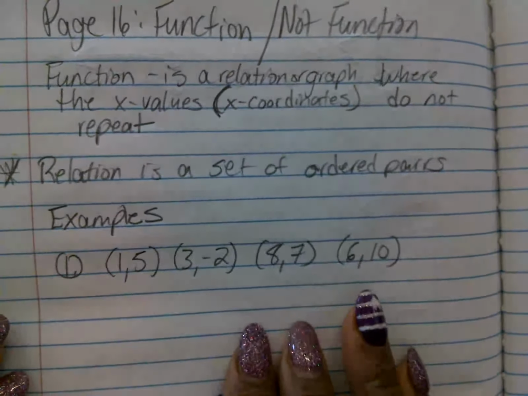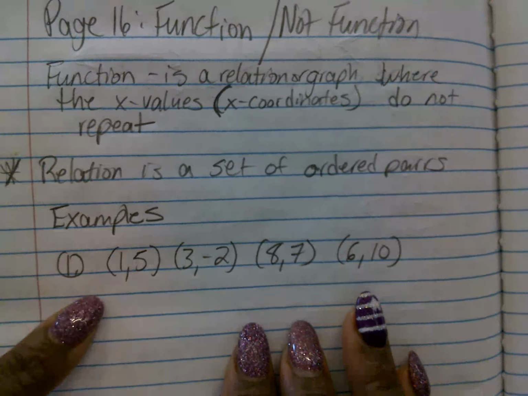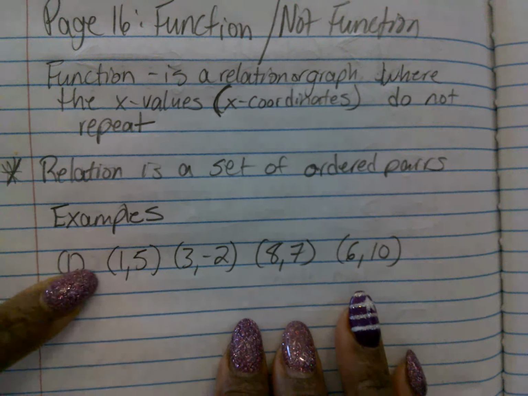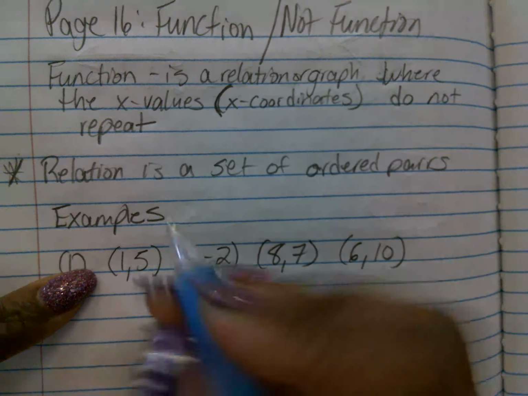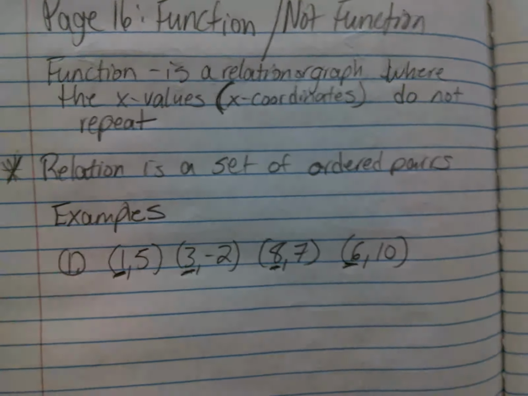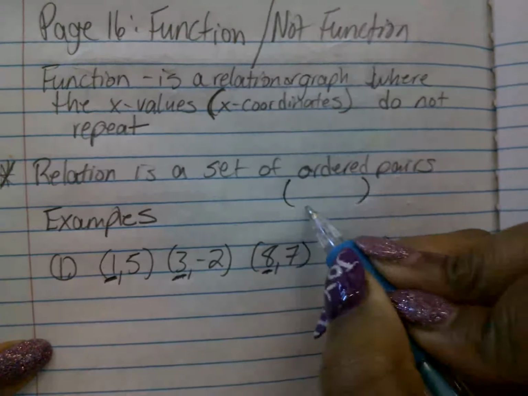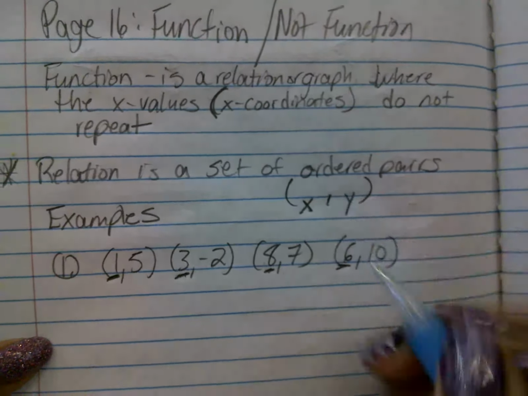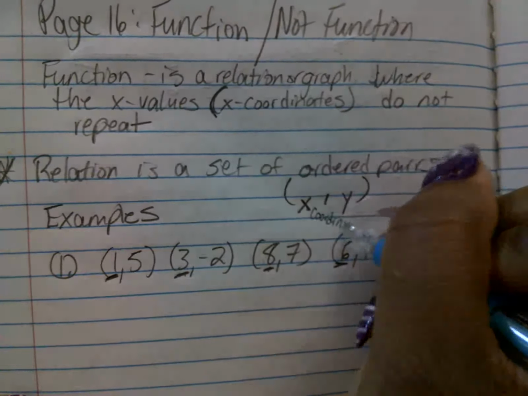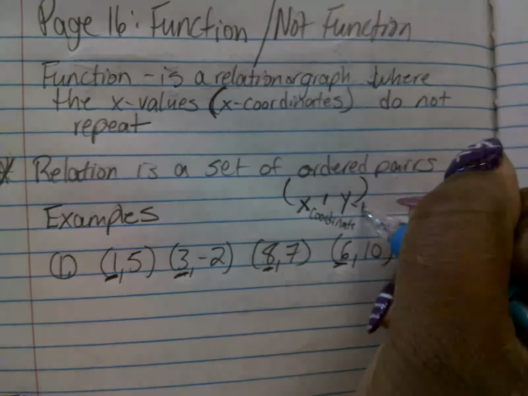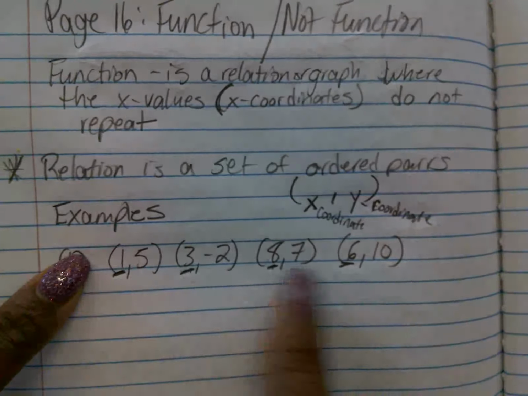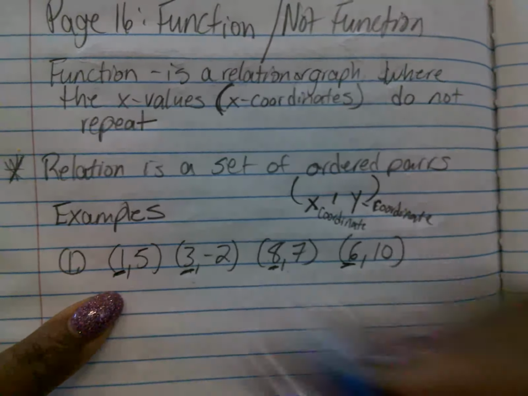All right, so now we're going to look to see if this relation is a function. That means, do these x values repeat? Please pay attention, stop talking, because it's disruptive to other people. All right, let's underline and only look at the x values. This is x value, this x value, this x value, this x value. Remember, with an ordered pair, the first number is the x coordinate, the second number is the y coordinate. All right, since all of these x values are different, this relation is a function.